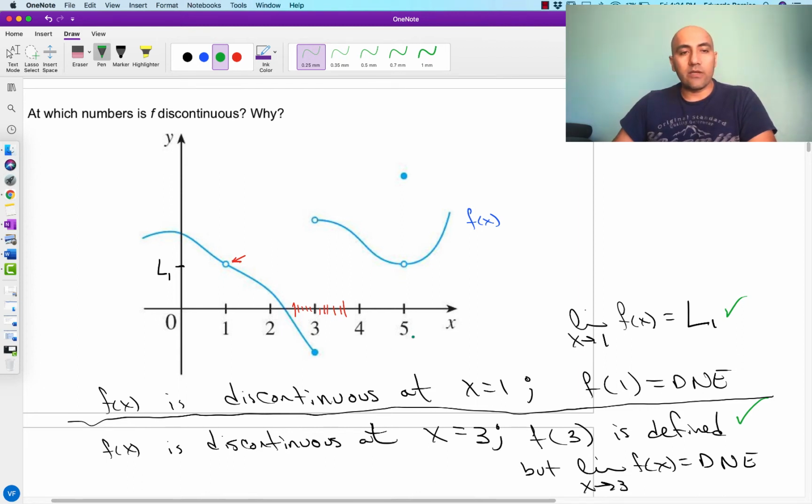And finally, when we look at x equals 5, again, we have a case where the limit does exist and the function is defined at 5. That's why we have this dark circle here. It means it is defined there. However, they don't equal each other. So that's why there's a discontinuity there.